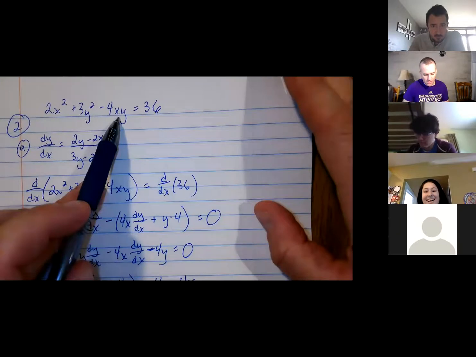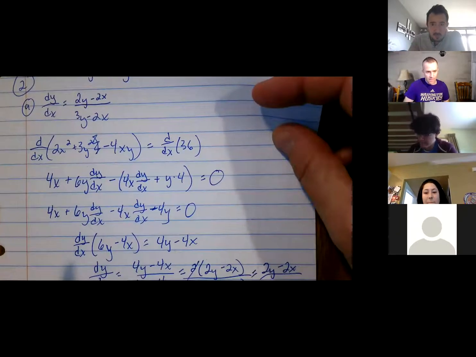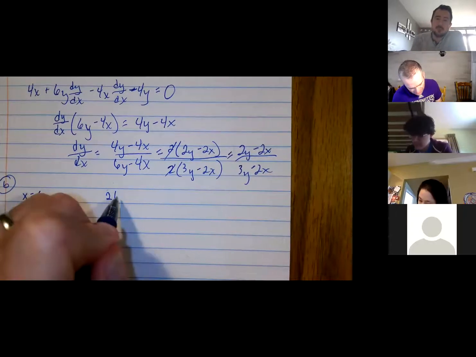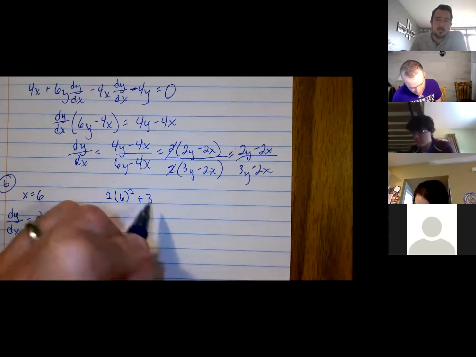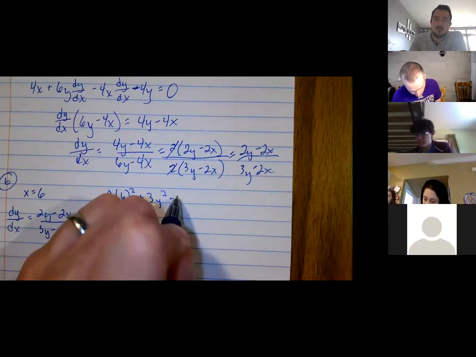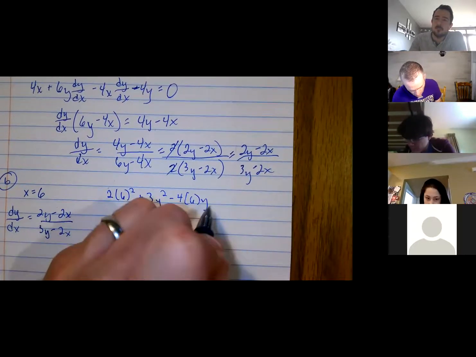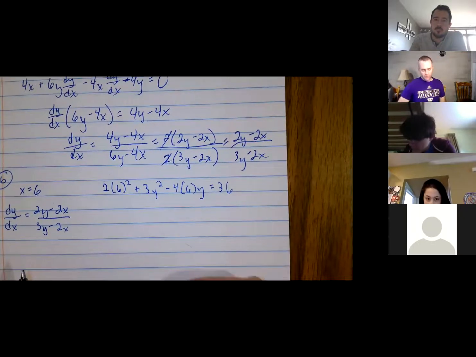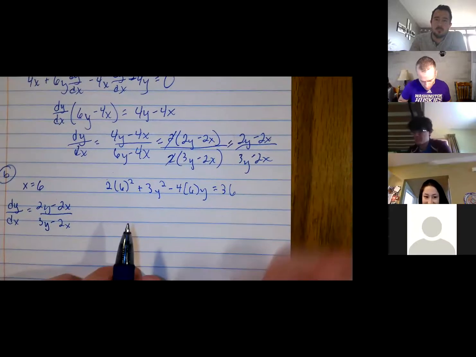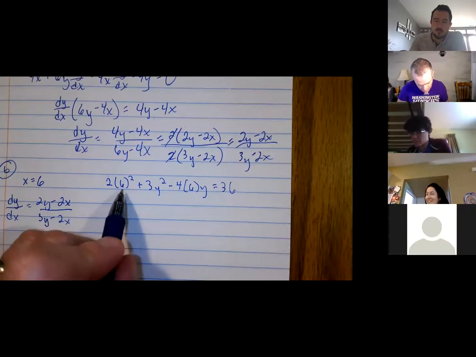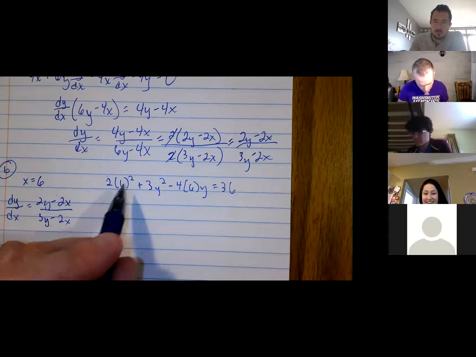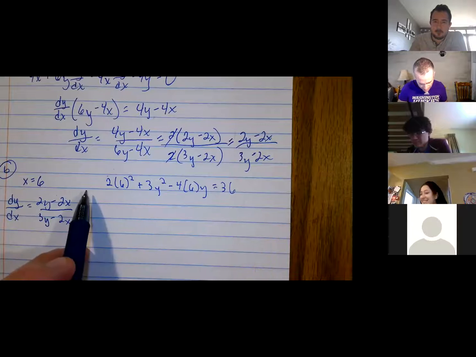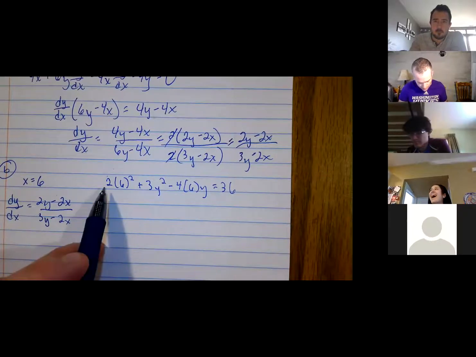And so I'm going to plug in x equals 6, and then I'll be able to solve for y. That means I have 2 times 6 squared, plus 3 times y squared, minus 4 times 6 times y, equals 36. Now I have a quadratic equation to solve, right? We can simplify this a little bit and make it easier for ourselves. 2 times 6 squared would be 2 times 36, or 72.